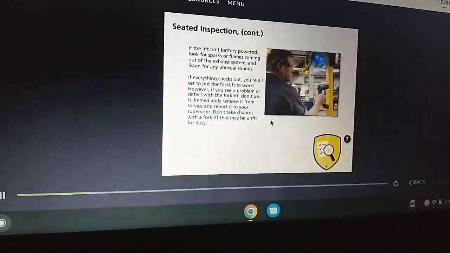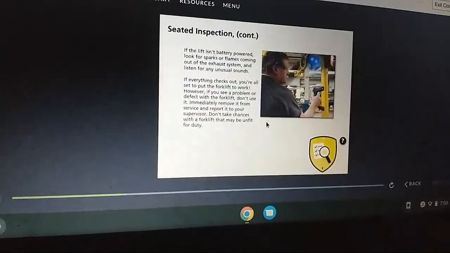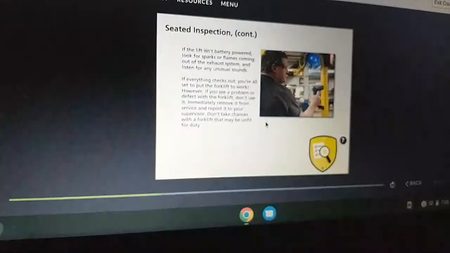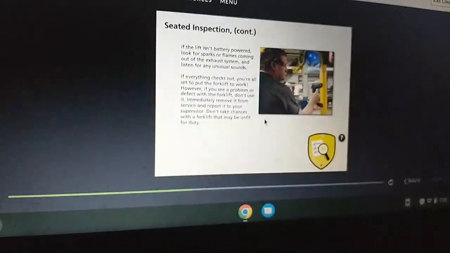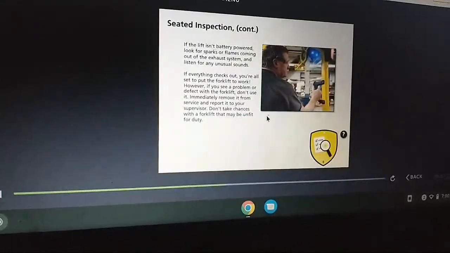If the lift isn't battery powered, look for sparks or flames coming out of the exhaust system, and listen for any unusual sounds. If everything checks out, you're all set to put the forklift to work.